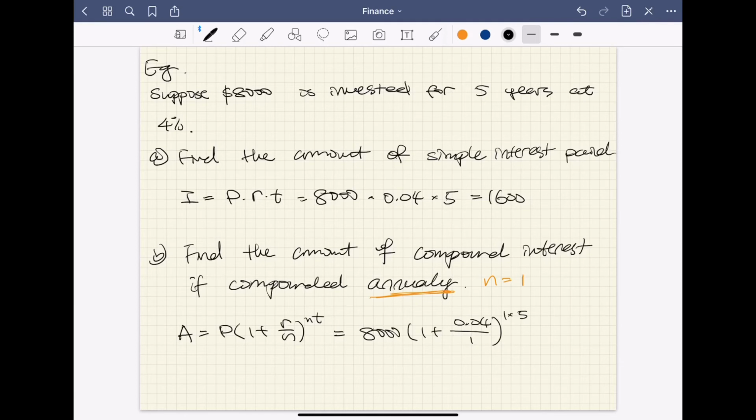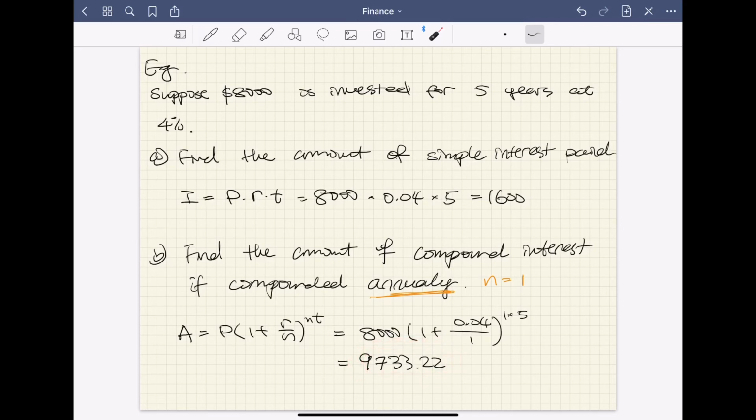Okay, so if we calculate that, take a guess. Which one will give you a higher interest? Let's see. So if you calculate this, it's equal to 9,733.22. It seems like this amount is super big. Is it the interest that you're earning?